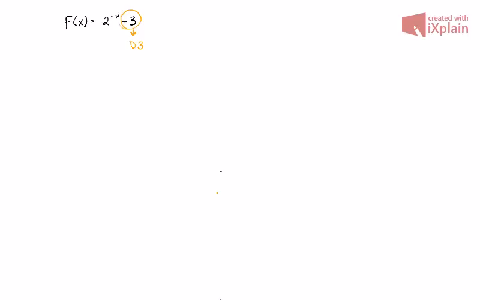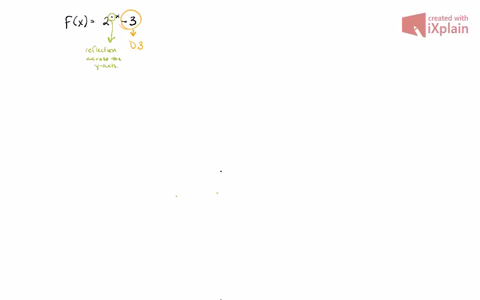down 3. And then also notice the negative in the exponent position. This tells us that we're going to have a reflection, and the reflection is going to happen across the y-axis.